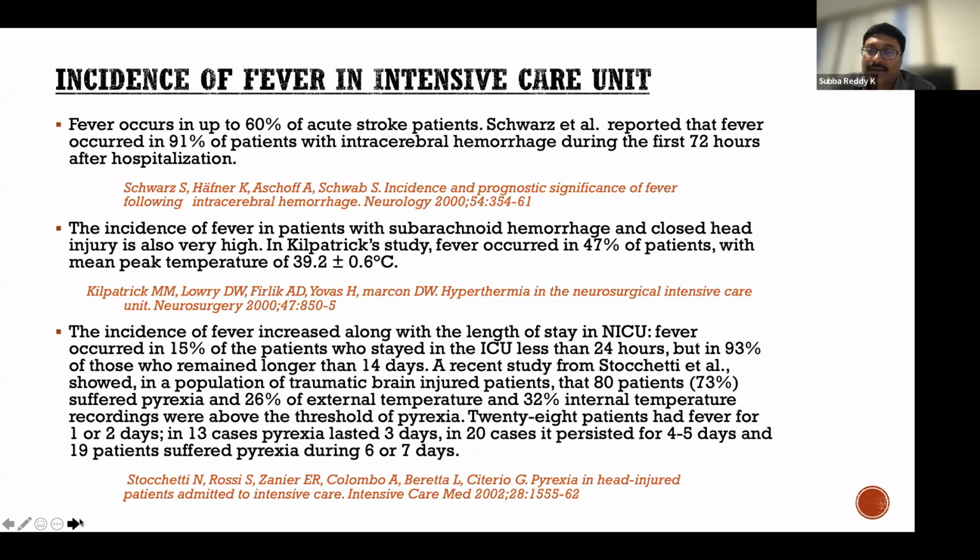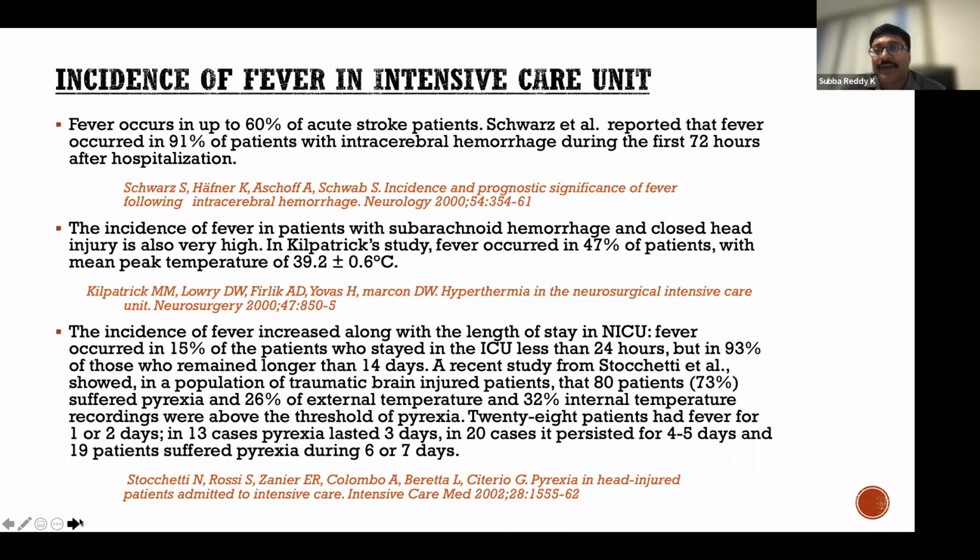If you look at the timelines, in the first 24 hours, 15% of the patients admitted to the neuro intensive care unit will have fever, but 93% of the patients will have fever when they stay for around 2 weeks. So most of our neuro patients stay longer in our intensive care units.